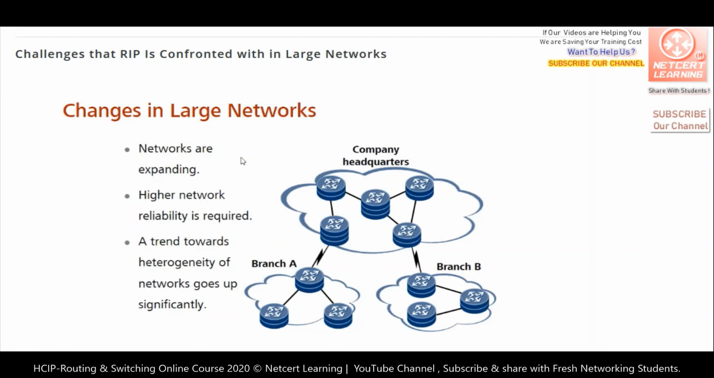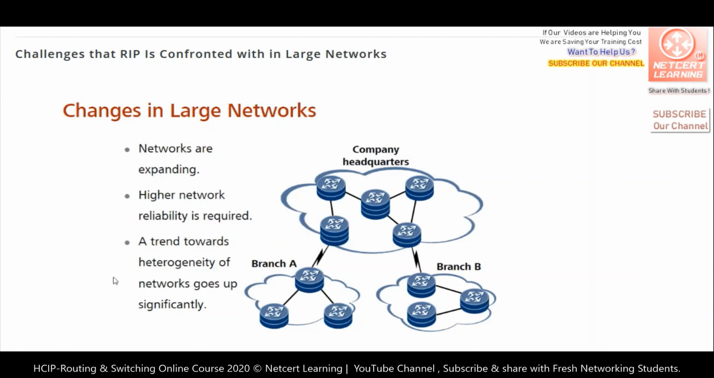Our network keeps expanding due to the service demand on the network. So when we have a huge and expanding network, RIP may not be able to cater for it. Second, we also have the challenge of higher network requirements. When there is a network fault, the network must be able to recover fast. So this is another challenge of using RIP.